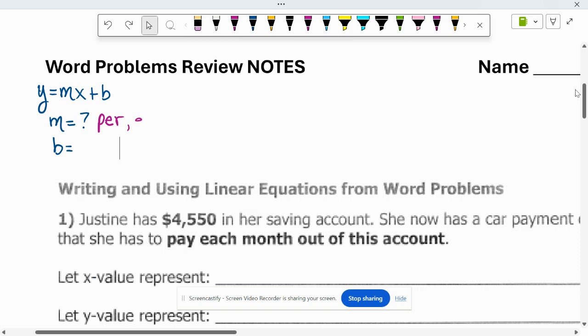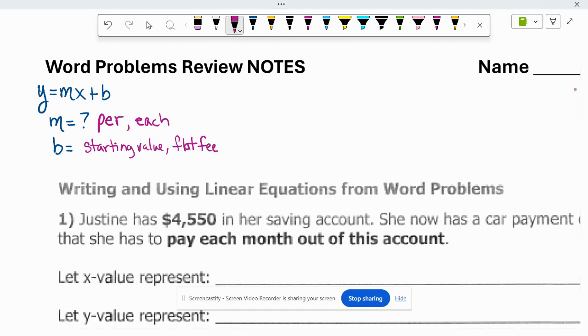All right, so y equals mx plus b. The slope is represented by the words per or each. The y-intercept, that's your initial value, right? So it might be like the starting value or a flat fee, something like that. Or it might even just say they began with or they started with. It's the beginning value, okay?